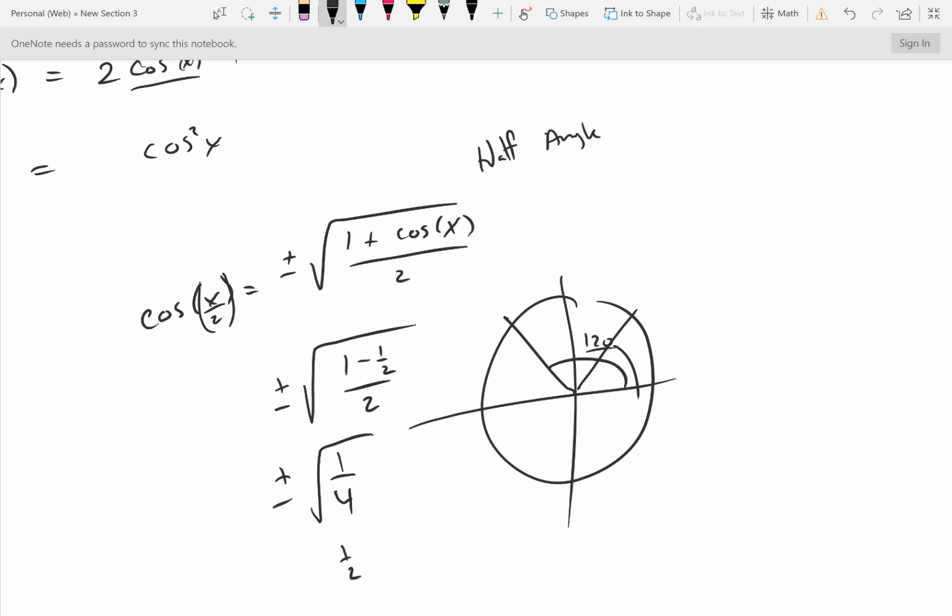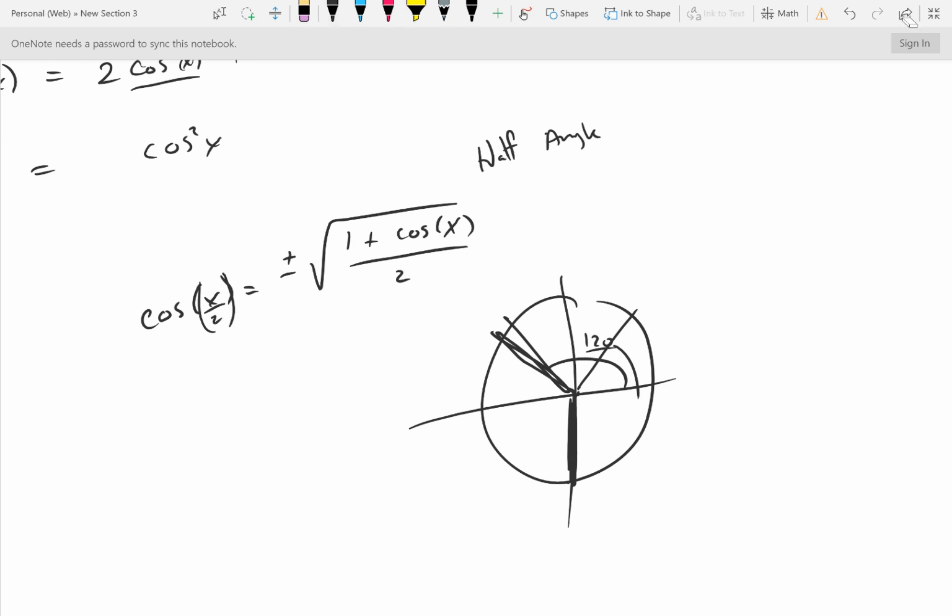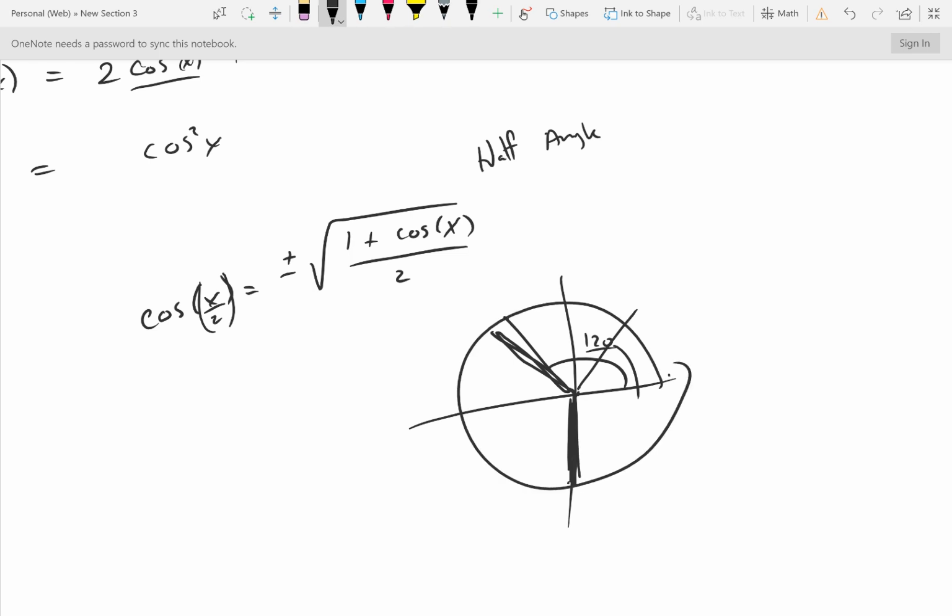Let's say you did 270. Half of 270 puts you at 135, which is in quadrant 2. Cosine is clearly going to be negative in that quadrant. So if you did 1 plus 0, because the cosine of 270 is 0, then 1 plus 0 is 1, divided by 2 is a half. The square root of a half is the square root of 2 over 2. Which is it, plus or minus? Well, we're in this quadrant, so the cosine is negative. So that works for all of them.